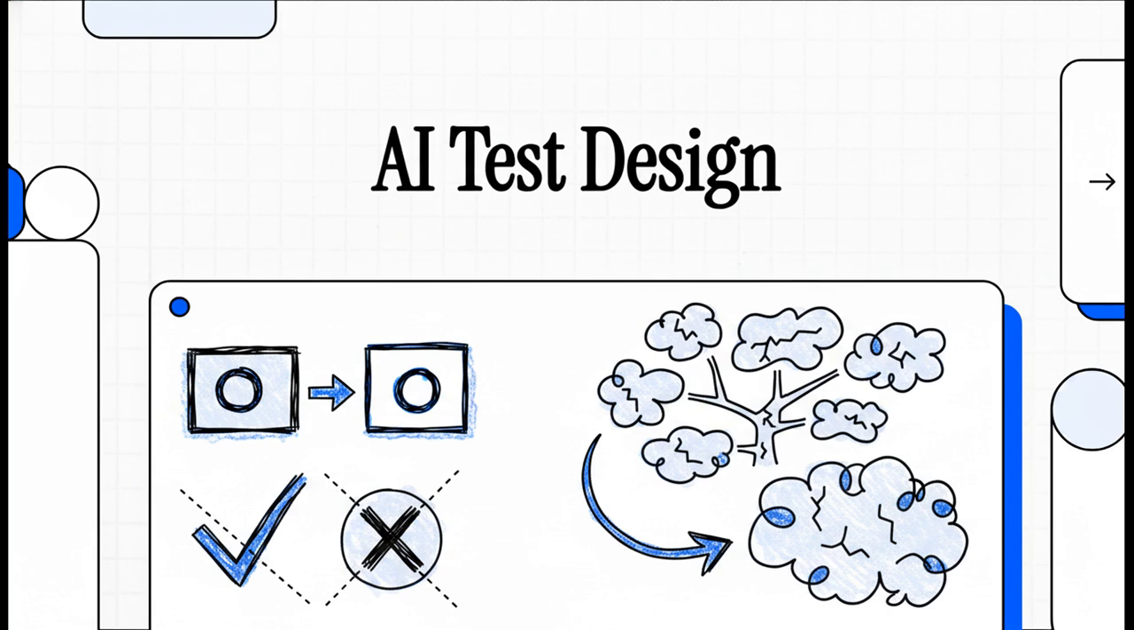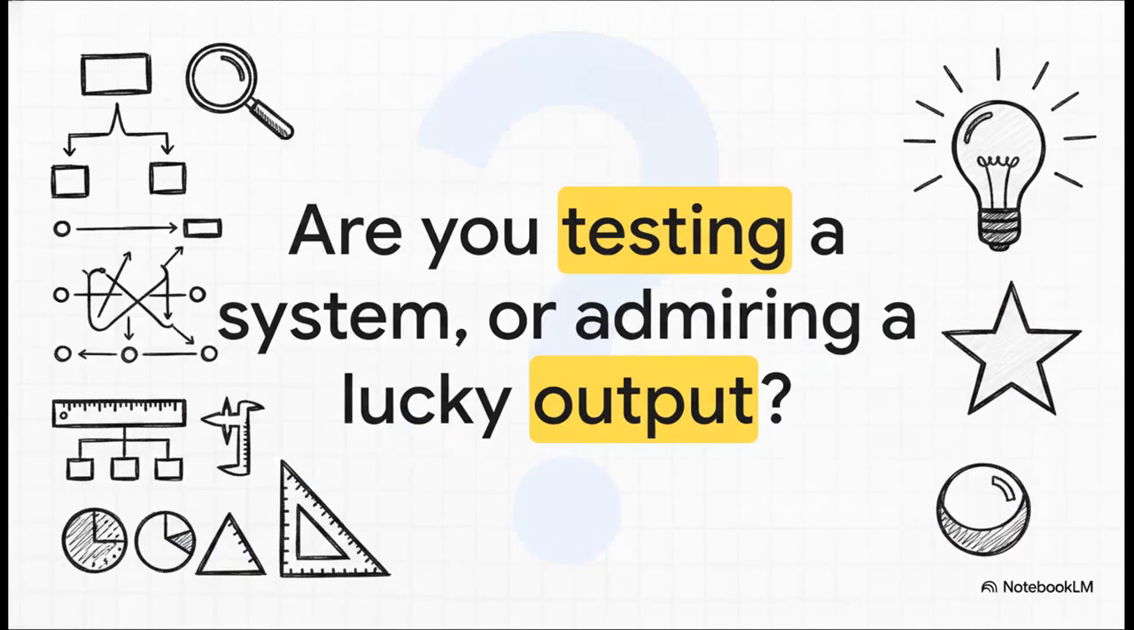We're moving completely away from those simple pass/fail checks, and instead, we're going to learn how to intentionally map a system's brittleness. By the end of this quick 7-minute deep dive, you're going to be thinking like a true AI test designer. So, we've got to kick things off with a pretty crucial question. Are you actually testing a system, or are you just admiring a lucky output?